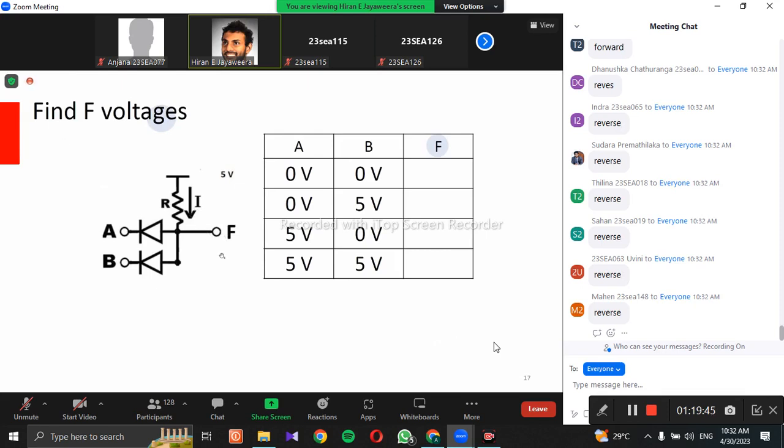Yeah, this one is more or less the same. Can you just fill this table quickly?